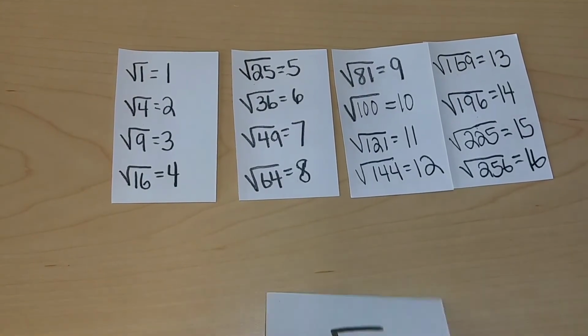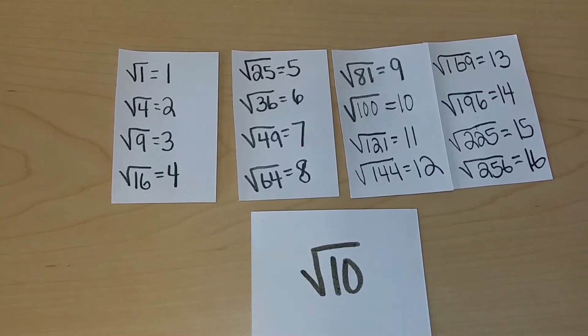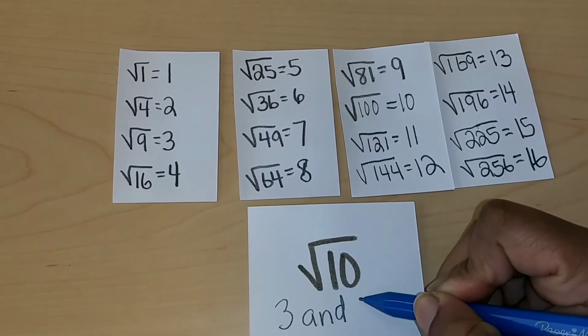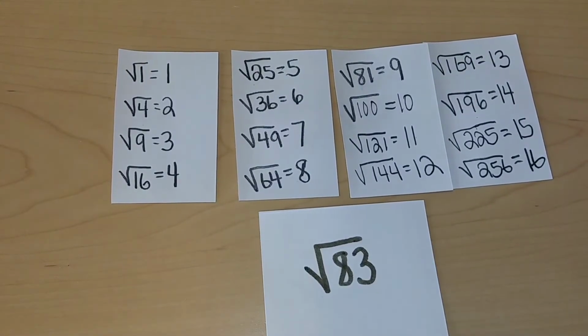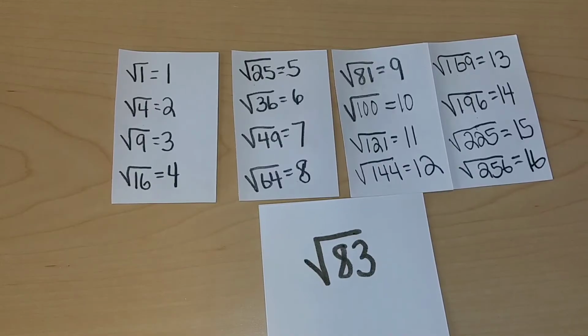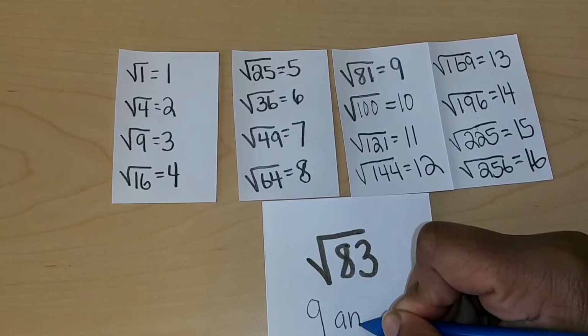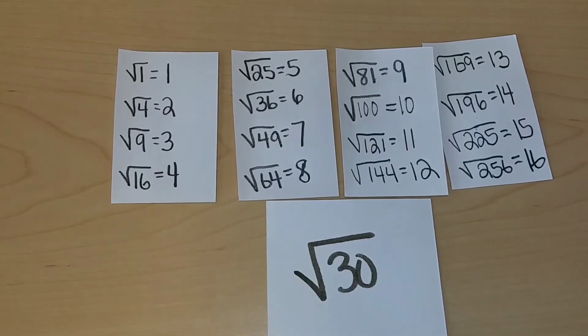How about this one? The square root of 10. Between which two whole numbers? 3 and 4. Square root of 83. 9 and 10. Square root of 30.